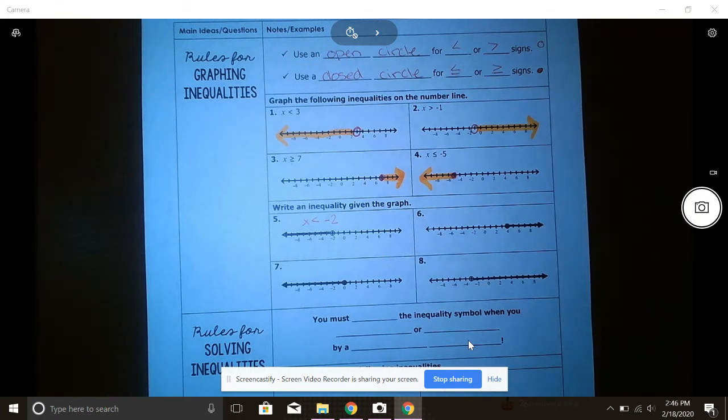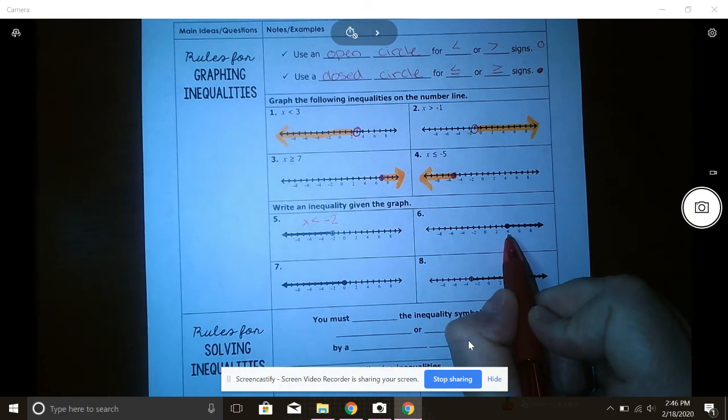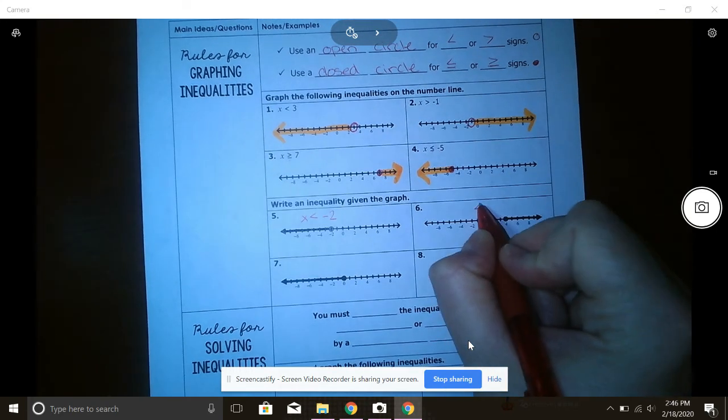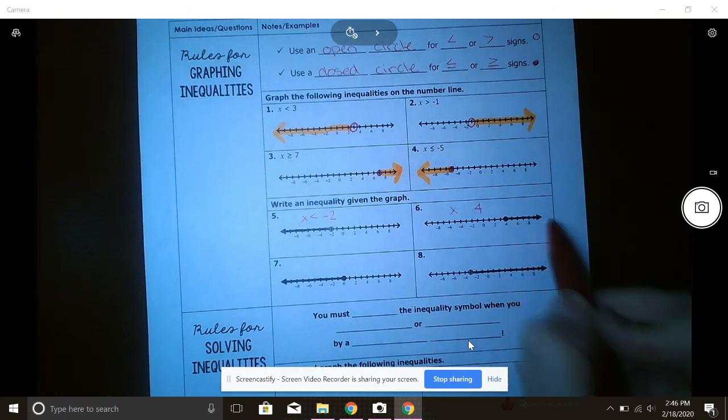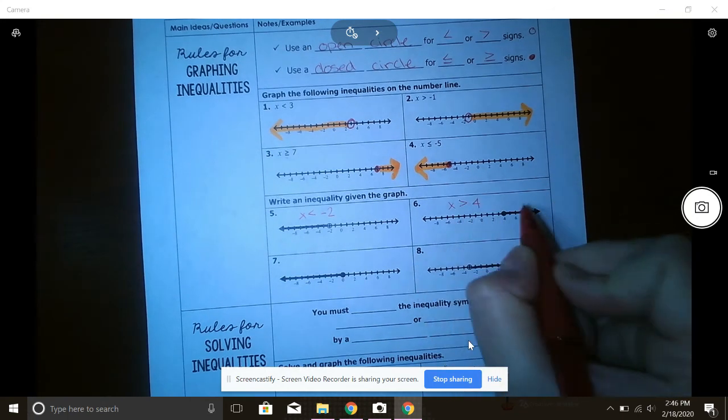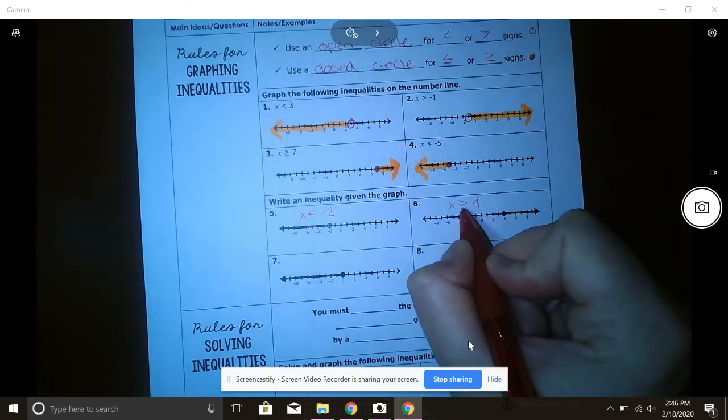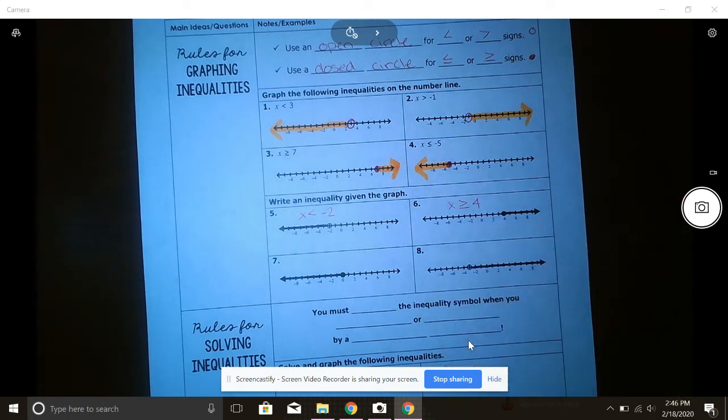Number 6. Our dot's on -4. Our answers are bigger than -4, greater than, shading to the right. The dot is closed, which means it's also equal to -4. So our inequality would say x is greater than and equal to -4.